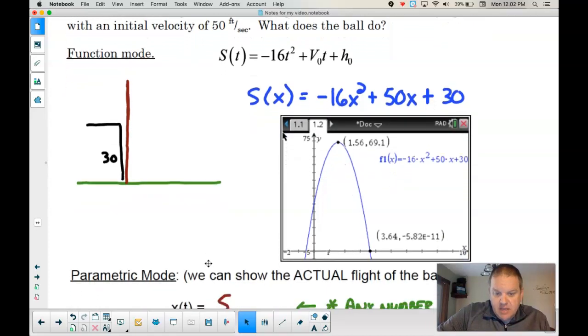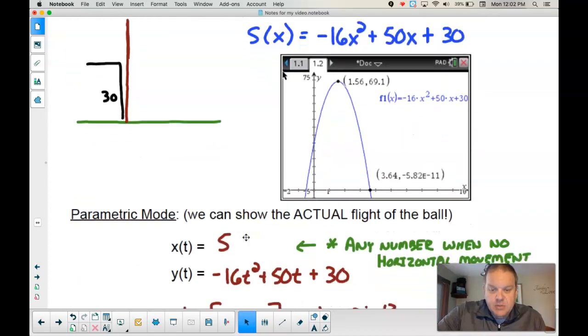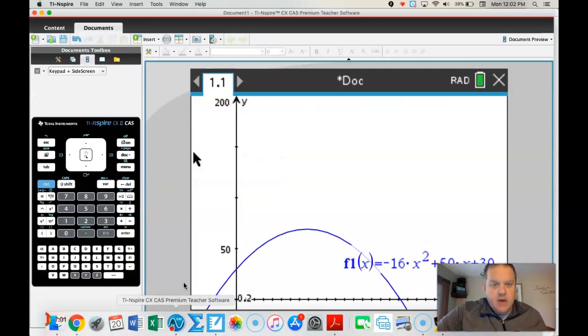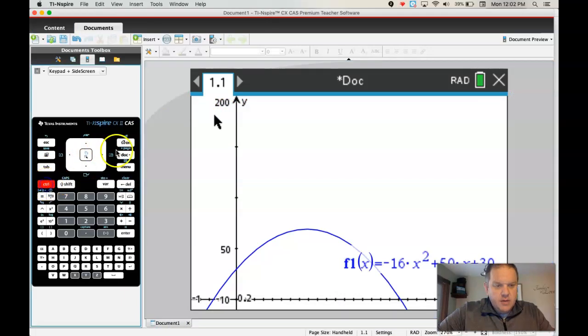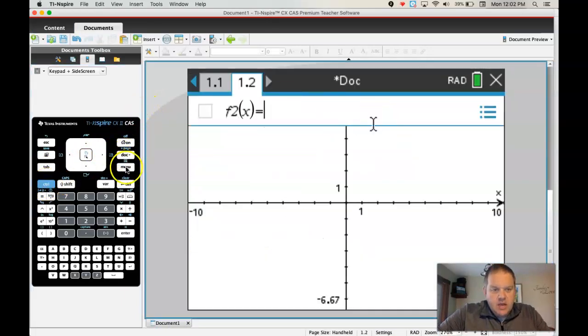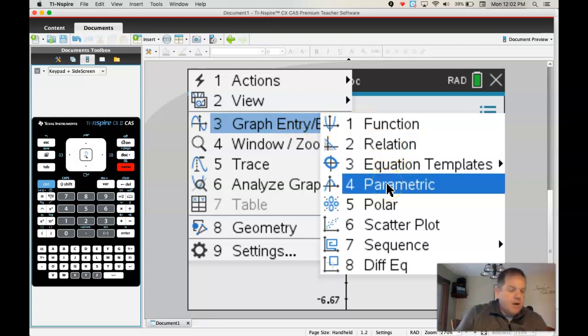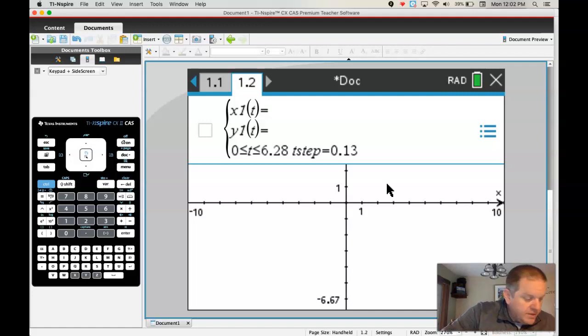We can also make this be in parametric mode, which will show us the actual flight of the ball. So we change our grapher over to parametric mode. Let me get a new page here, and in the graph entry edit I'm going to go to parametric mode. That gives me an x function that I have to graph, and in this case, because there is no horizontal movement of that ball, that could be anything.